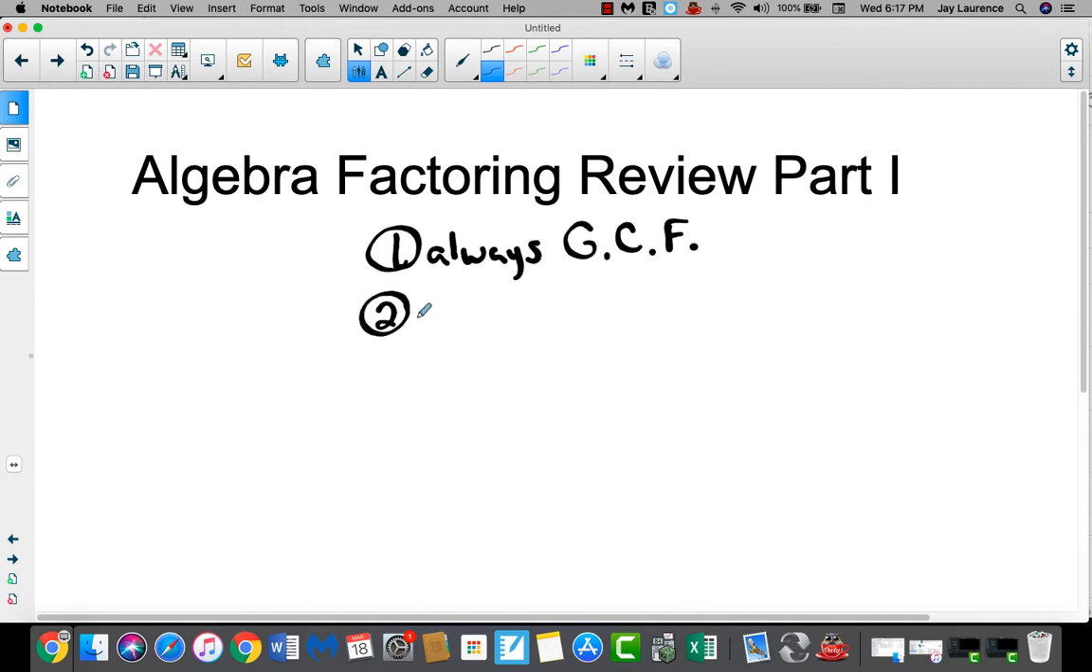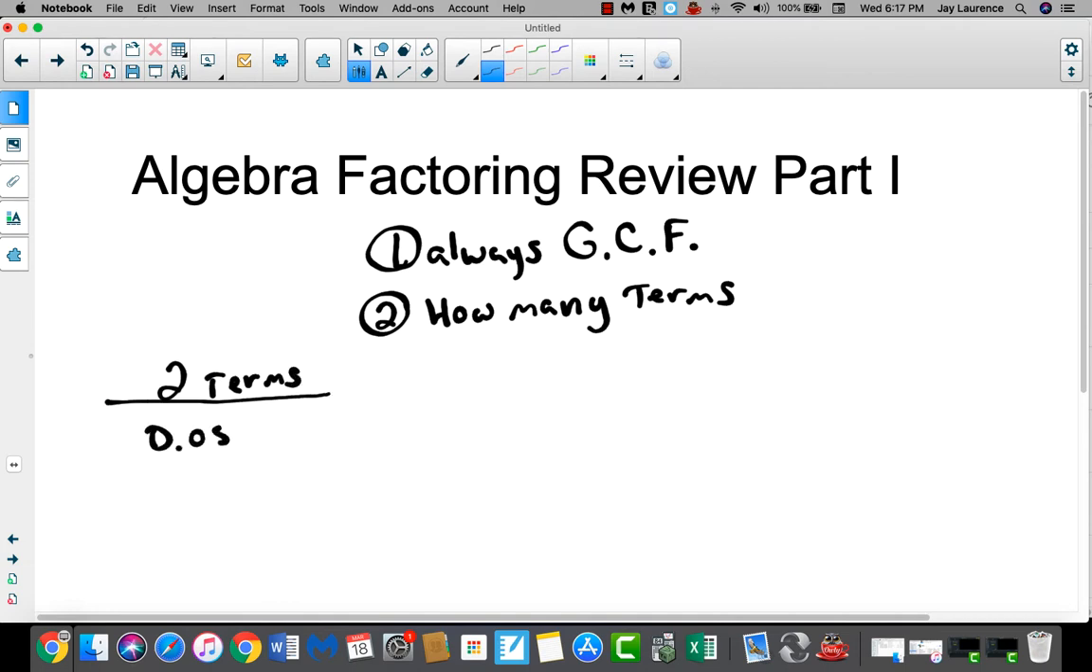Second, you want to ask yourself, how many terms? Because this will start to tell us what type of factoring we should use. So, if there are 2 terms, the only possibility is the difference of perfect squares.